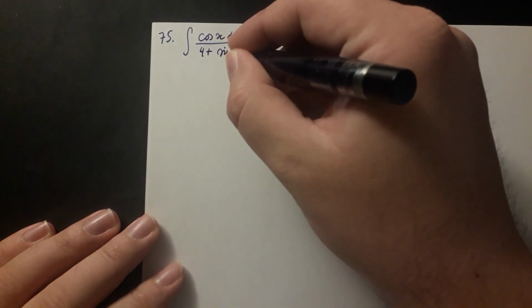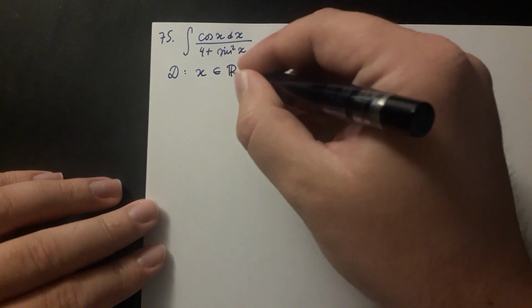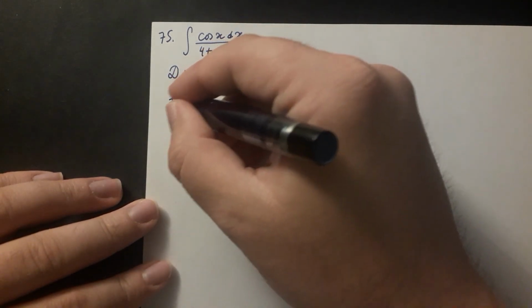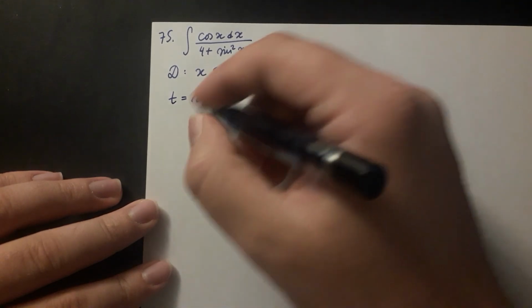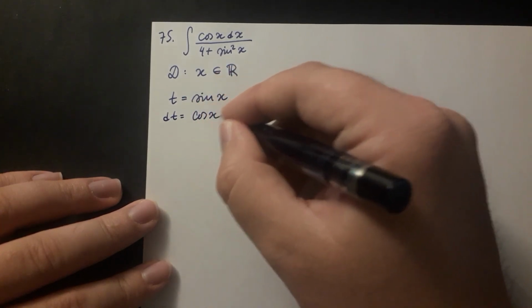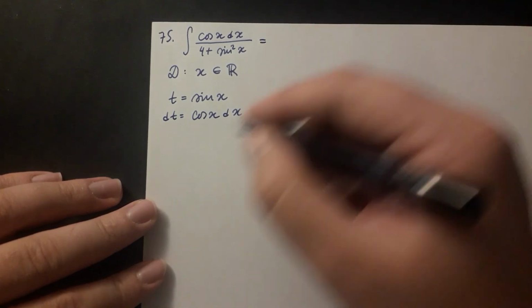Problem number 75 on our list is an integral of cosine x dx divided by 4 plus sine squared of x. The area in which this integral is defined is for all x's which are real numbers. By introducing the substitution that t is equal to sine of x, we get that the differential of t is cosine x dx, and this integral can be solved.